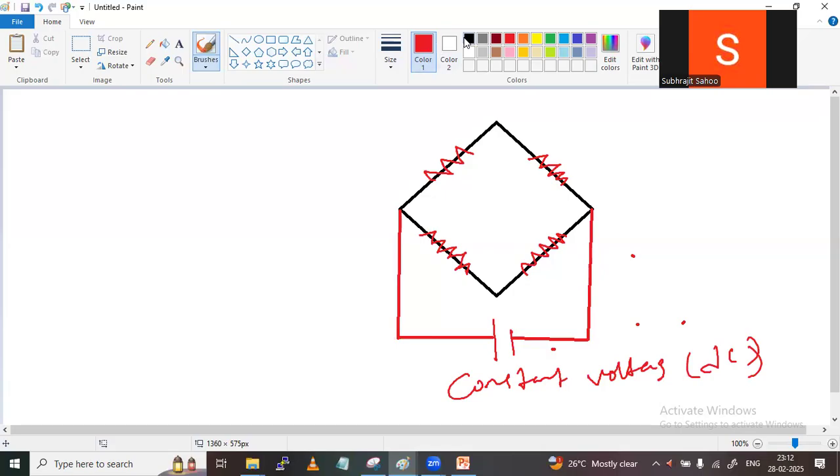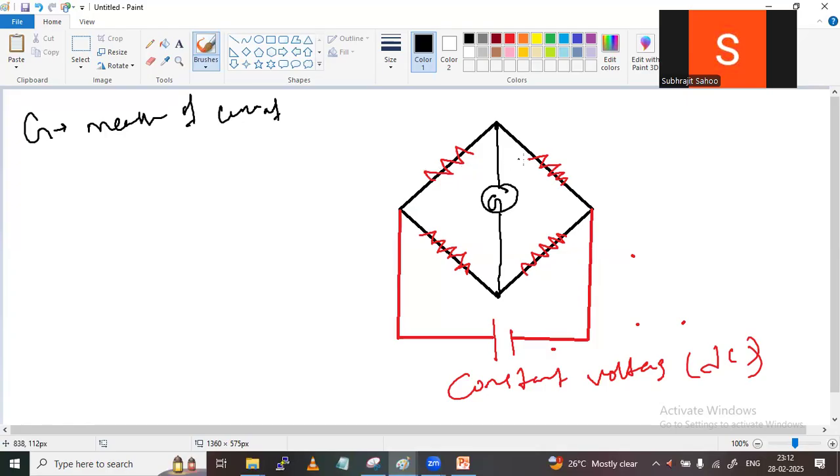And here, from this terminal to this terminal, a galvanometer is connected. G, galvanometer. Right? The galvanometer we are using for measurement of current. For measurement of current, we are using the device known as a galvanometer.